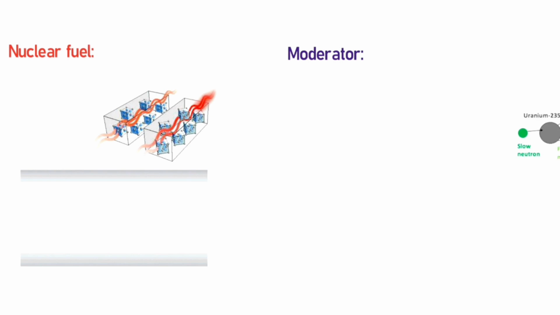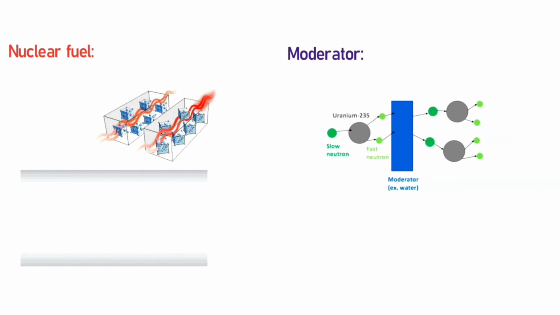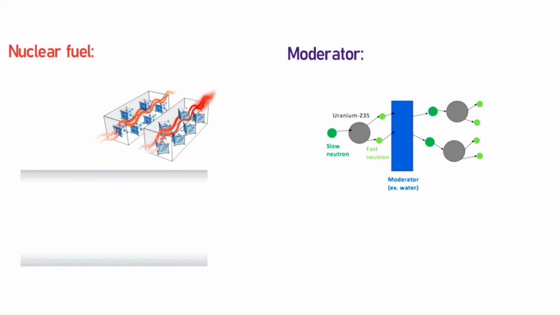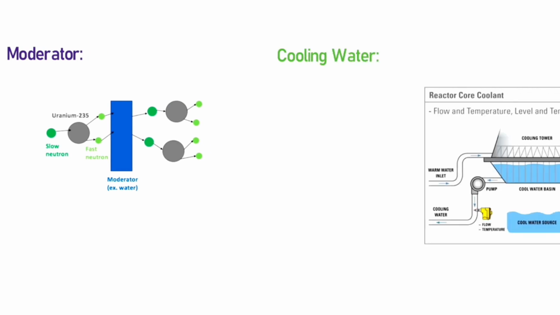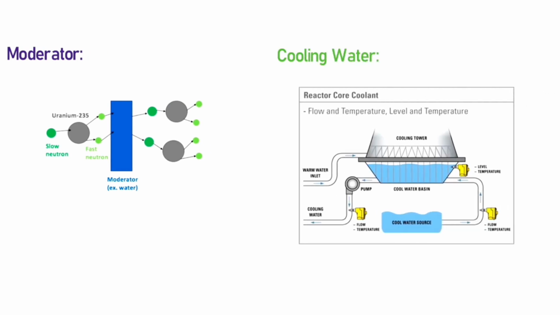Moderator. Water that slows down the fast neutrons generated by the fission, which leads to new fissions and the sustainment of the chain reaction. Cooling water. The same water that induces the fissions as a moderator, which now serves to extract the heat generated by the fission reaction from the uranium in the fuel.